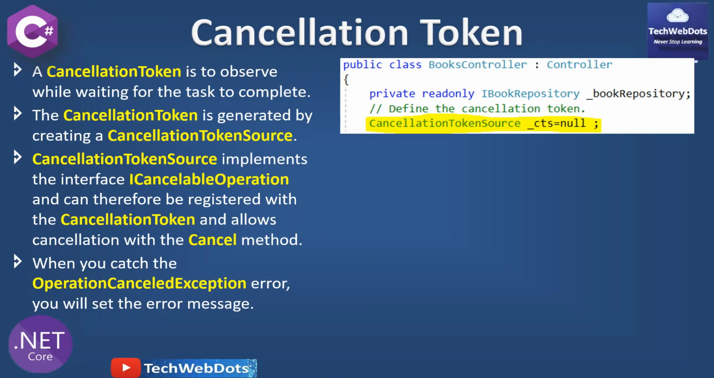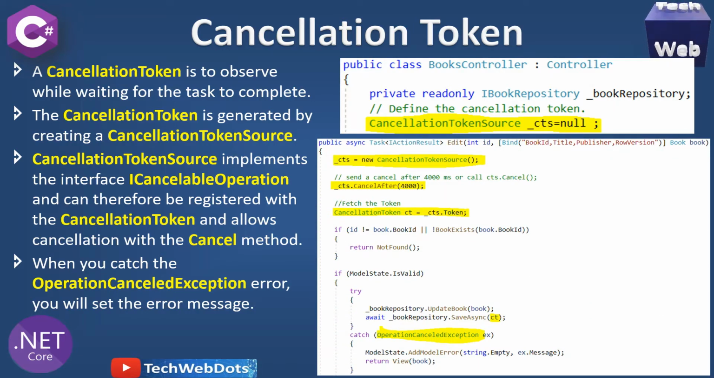Don't worry if these points are not clear. I will explain all these points in detail, and meanwhile just have a look. As you can see on this image, we are using an edit method of post type. Okay, and in that we are receiving a book object, and in that we are creating an instance of cancellation token source, and then we are providing 4000 milliseconds, which says send a cancel after 4000 milliseconds or call the cancellation token source dot cancel method. Okay, so both work in the same way.